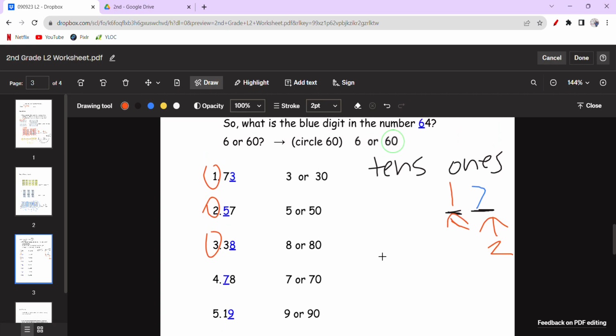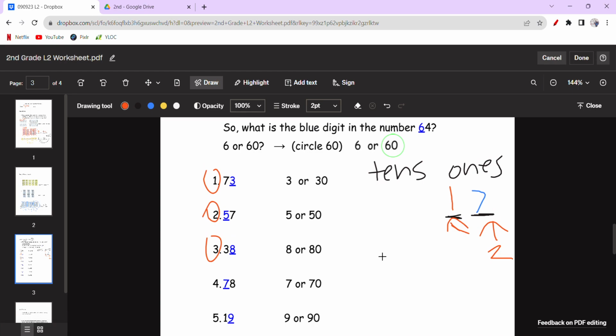73. What is the 3 digit in this number? So first look at its location. Is it in the second place or is it in the first place? If it's in the second place, it's automatically ones. If it's in the first place, it's automatically tens. Okay? And so since it's in the second place, we know it's ones, right? So we have 3 ones, right? So then the value will be 3.